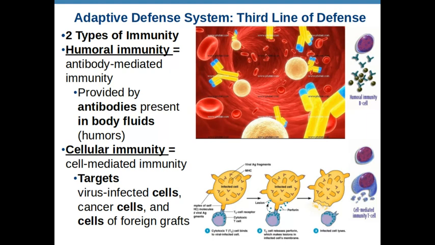In this third line of defense, we have two types of immunity: humoral immunity and cellular immunity. Now, we remember from the endocrine system that humoral has to do with the body's fluids. So here's where we see antibodies playing a role, because they are present in your body fluids, in your blood plasma specifically. Cellular has to do with specific cells that are involved in mounting this immune response. And we'll talk about those different cells shortly. Okay, so here we go.